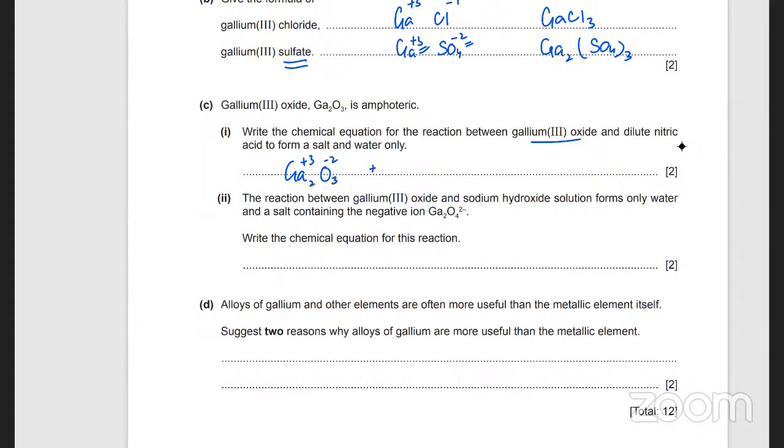Plus, what is nitric acid? HNO3. So now this is amphoteric, means it can react as an acid as well as a base, okay? So metal oxide plus acid will form what? What would be the salt? Salt and water are formed, okay?